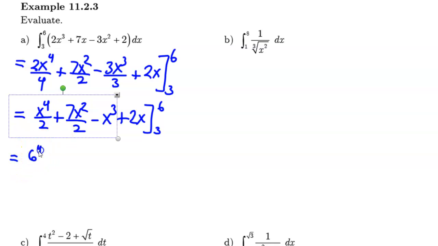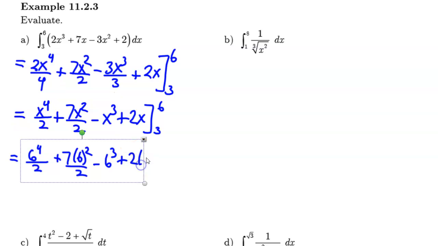So I'll go 6 to the 4 over 2 plus 7 times 6 squared over 2 minus 6 cubed plus 2 times 6. I'll write that out first, and then I don't want to encroach upon the space for part B, so I'm going to subtract. Now I'm going to sub in 3 into each of these terms: minus, in brackets, 3 to the 4 over 2 plus 7 times 3 squared over 2 minus 3 cubed plus 2 times 3.